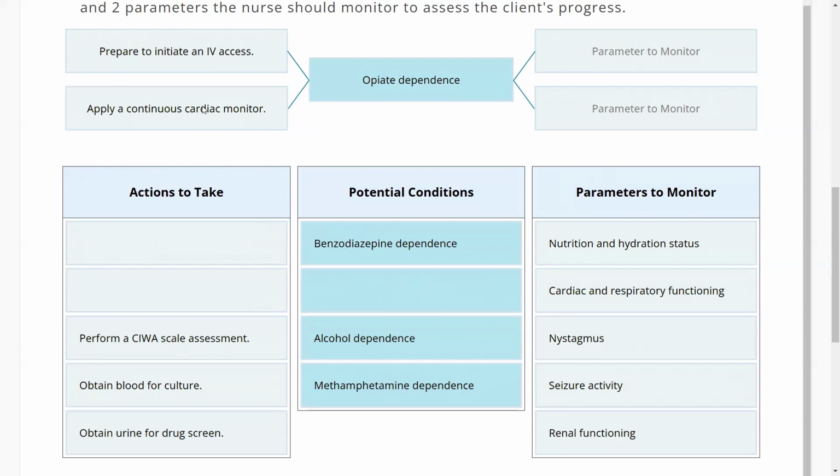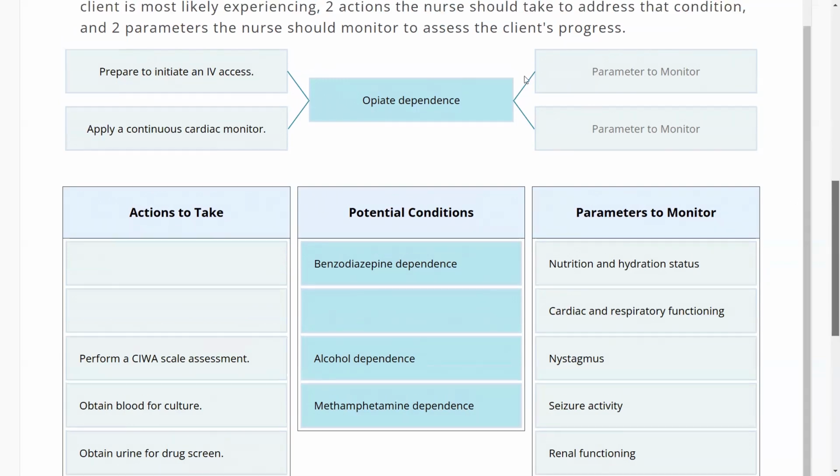Okay. And if this is what we're doing on the action side, what parameters would we want to monitor on the other side of this? What makes sense? Go ahead and drop that in the chat. Does it make sense to monitor their nutrition and hydration status, cardiac, respiratory function, or any of these other parameters? Okay. What do you think?